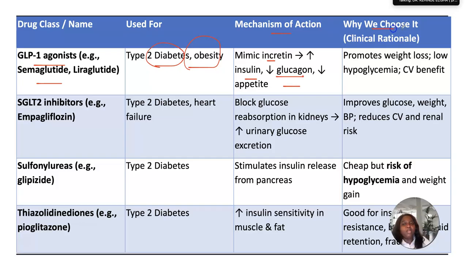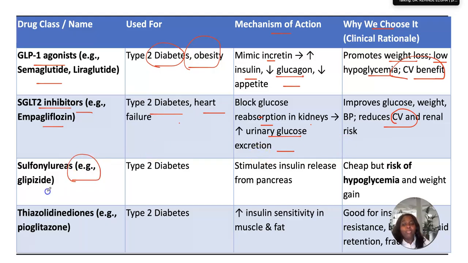So why are we choosing GLP-1 agonists like semaglutide and liraglutide? It promotes weight loss, low hypoglycemia, and cardiovascular benefit. What about SGLT2 inhibitors like empagliflozin? It's used for type 2 diabetes, heart failure. It can block glucose reabsorption in the kidneys. It will increase urine glucose excretion. So why are we choosing it? Because it will improve blood glucose, it will help with weight, and it also reduces cardiovascular risk and renal risk.